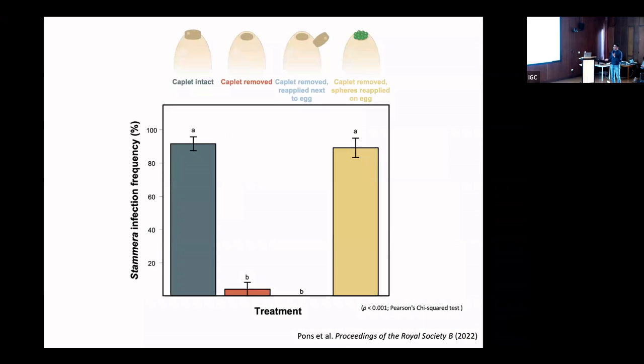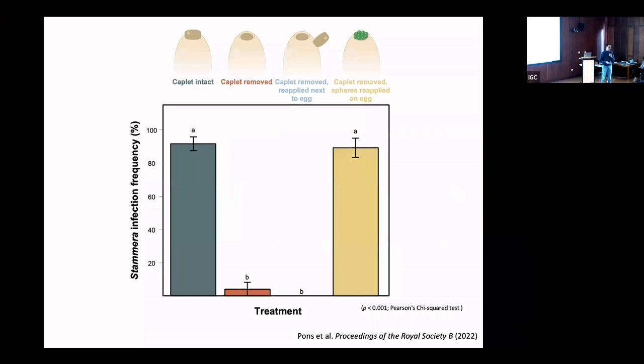And the infection frequency of Stammera was pretty clear. You basically had to have access to these spheres while developing in the chorion to initiate infection. Those larvae that had access to the caplet after hatching couldn't acquire the symbiont, suggesting that there's a strict developmental window for when the symbiont can be acquired and potentially colonize the symbiotic organs.